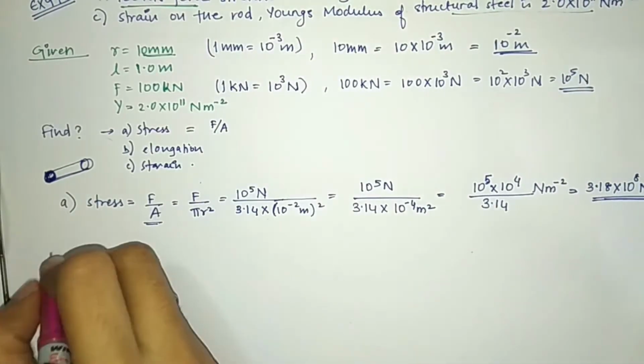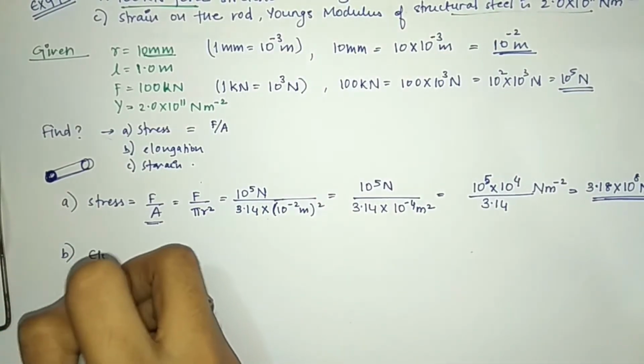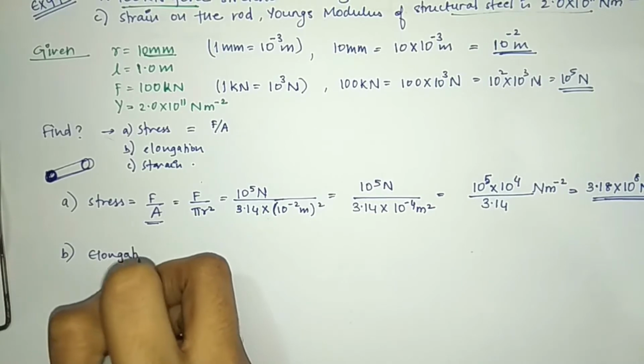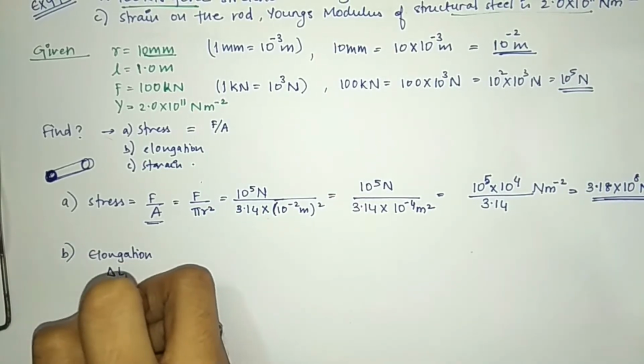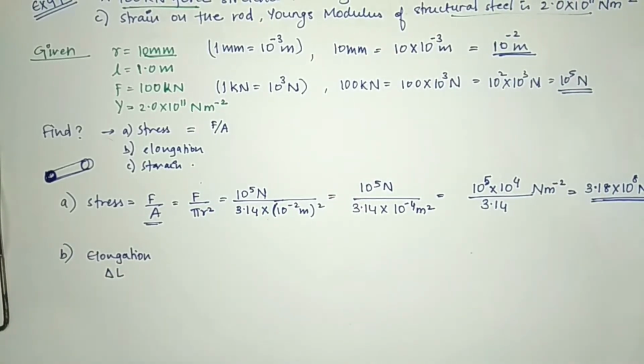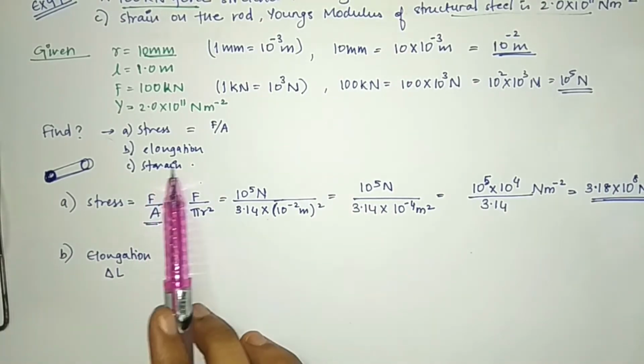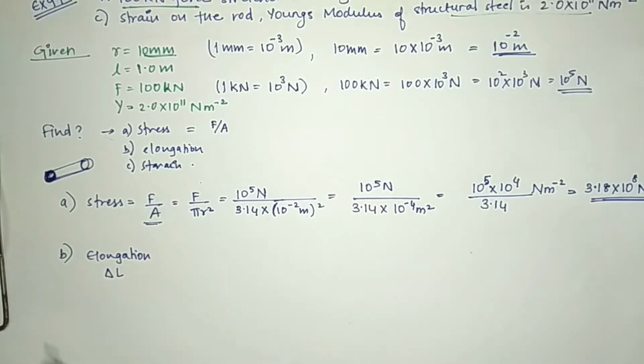B, elongation. So what is elongation? Elongation is nothing but how much the length has changed, that is delta L. Now we have to think where delta L comes in the formula. Either it comes in strain, or it comes in the formula of Young's modulus, right? We have no idea of strain till now, because the next part is to calculate strain. So it's obvious that we have to use the Young's modulus formula.